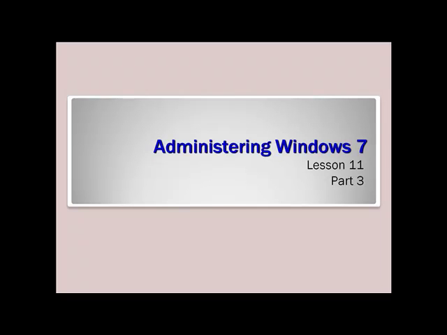Alright, welcome back to Lesson 11. This is part 3 of Administering Windows 7. And in the last two segments we talked a lot about troubleshooting. We talked about developing a troubleshooting procedure that would work for you in just about any kind of troubleshooting instance with Windows 7 and other operating system errors. And we also talked about some tools that we've talked about in the past for helping you troubleshoot those issues.